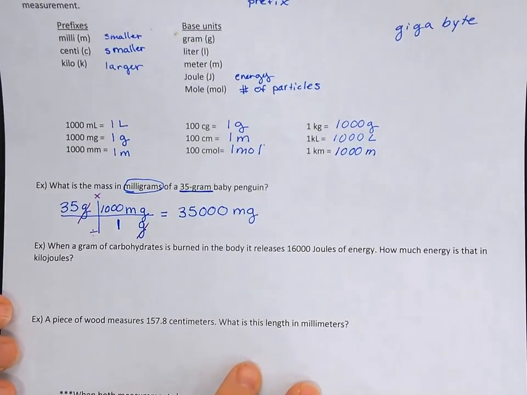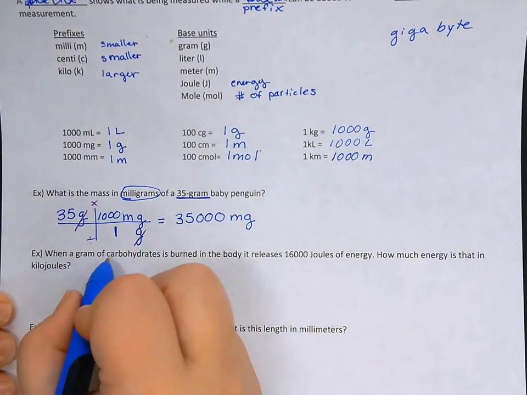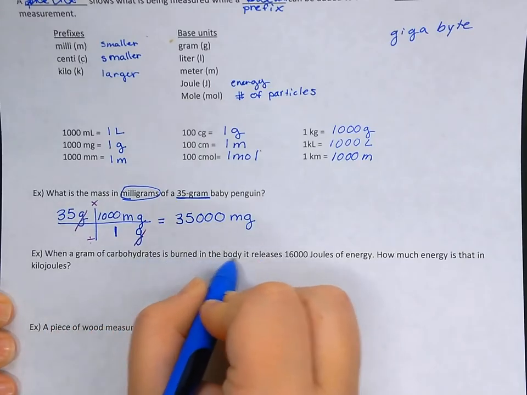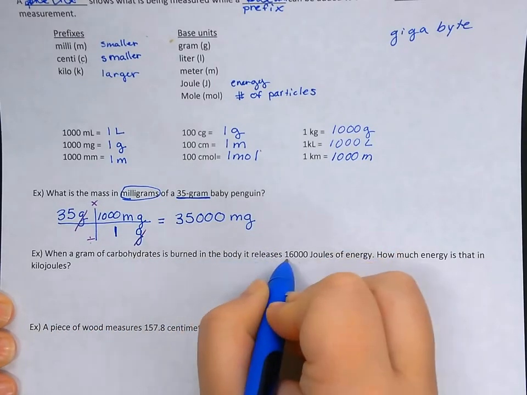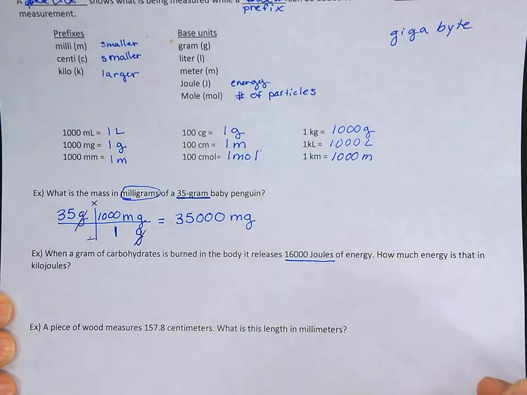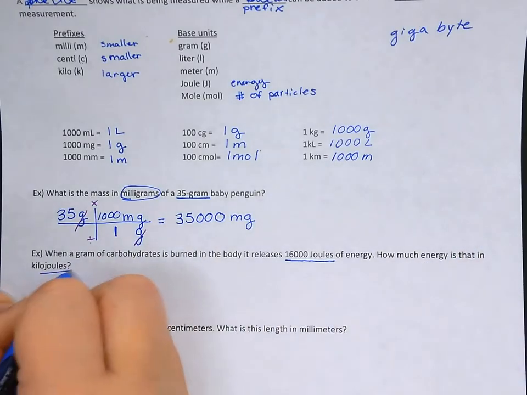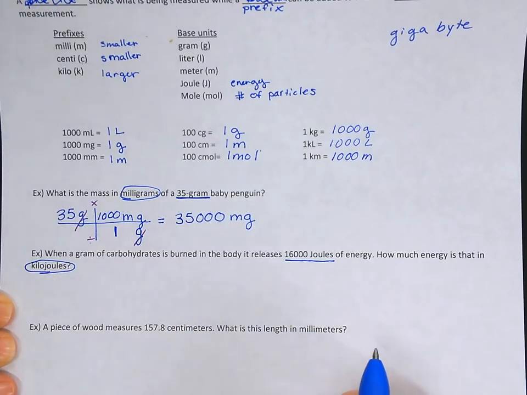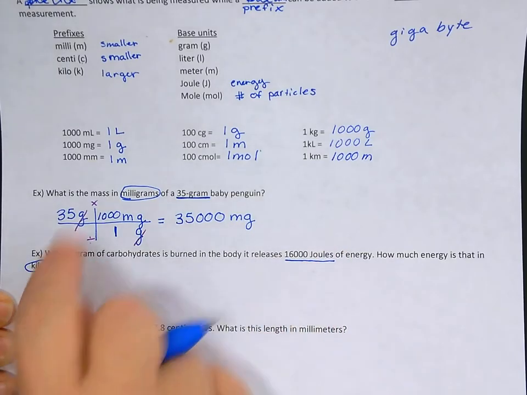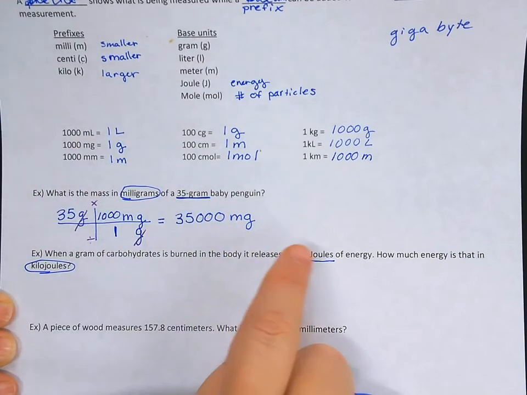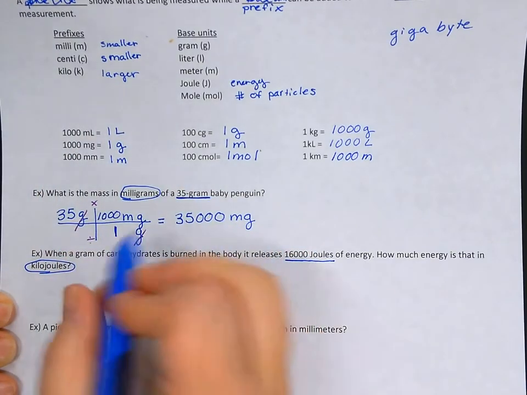All right, let's check the next one. When a gram of carbohydrates is burned in the body, it releases 16,000 joules of energy. How much energy is that in kilojoules? All right, so we're going from joules to kilojoules. Kilo is larger, so we're going from a smaller unit to a larger unit, okay?